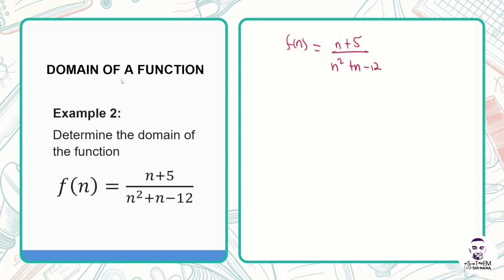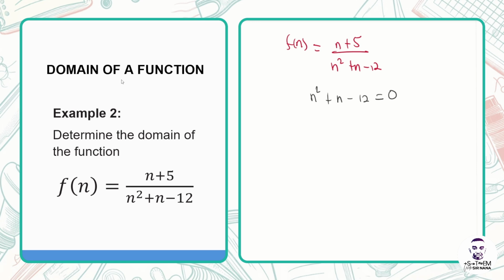To be able to solve this, we must approach it by looking at the denominator, because when the denominator becomes 0, the function becomes undefined. So we'll take the denominator and equate it to 0 and find those values that can make the function undefined. So we have n squared plus n minus 12 is equal to 0. This is a quadratic equation where we can solve and have two values.